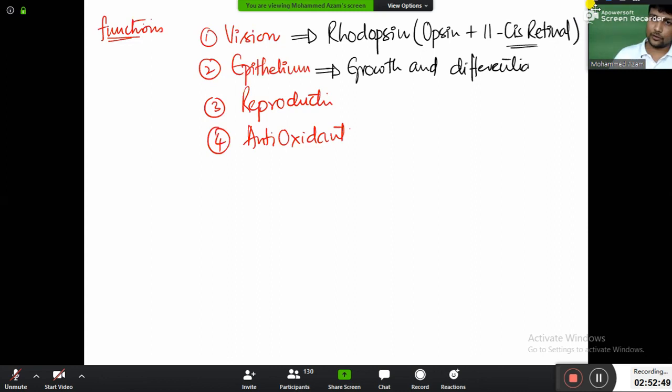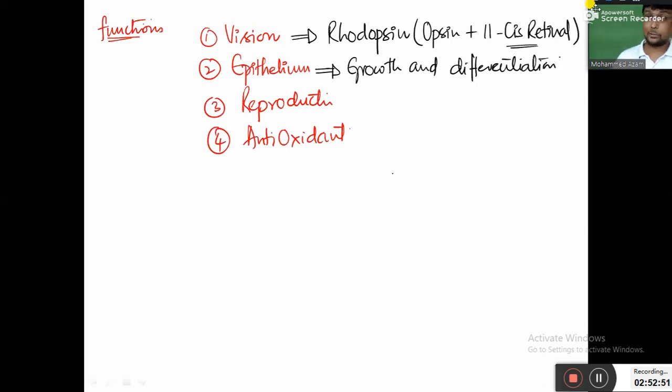Vitamin A is required for growth and differentiation of epithelium. Epithelium के लिए vitamin A चाहिए. अब यार कॉमन सेंस इन एनाटॉमी मैंने आपको पढ़ाया था. रिप्रोडक्शन में कैसे चाहिए? Listen here, boys, carefully.